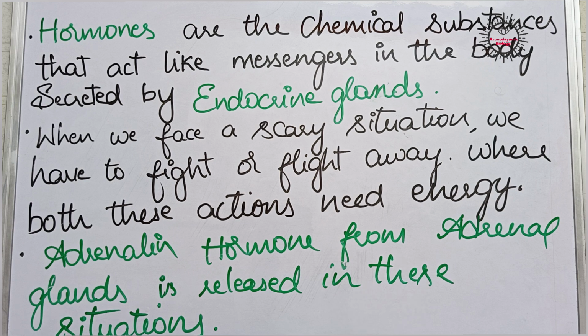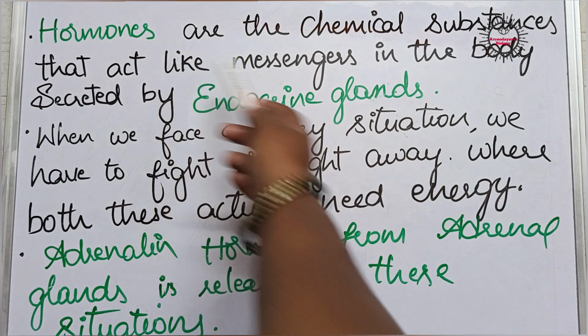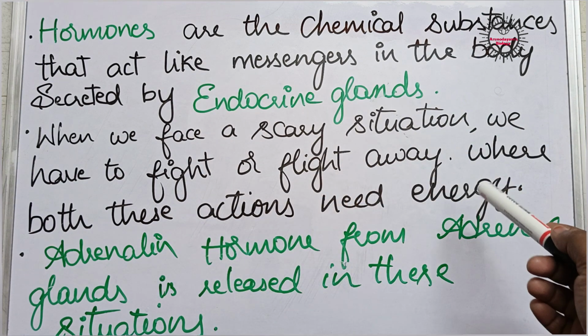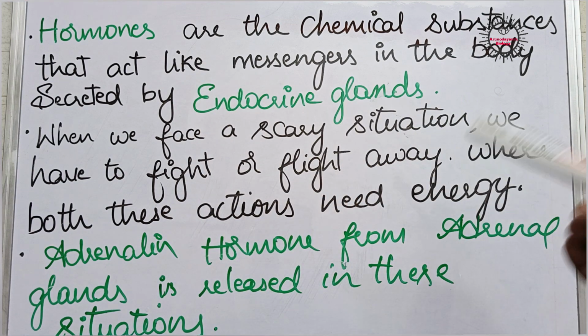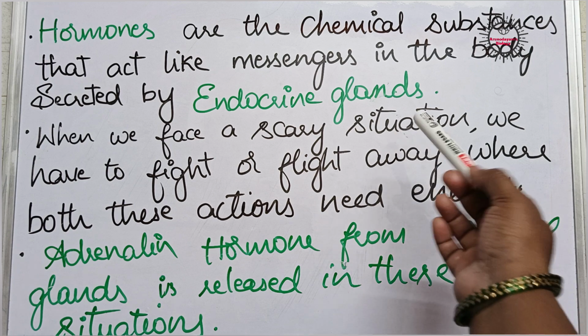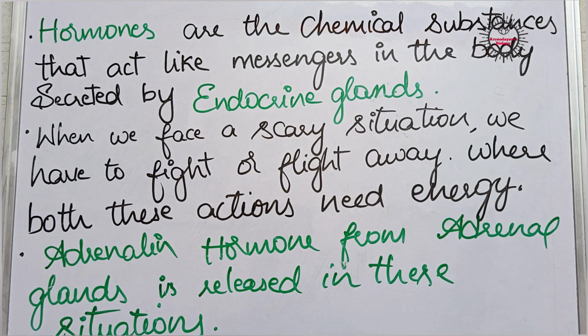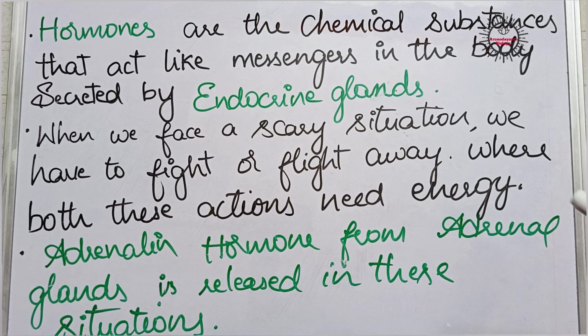That's why these endocrine glands, as they do not have ducts, release their secretions, that means hormones, directly into blood. And through this blood, the hormones will go to the target organ, that means the organ which has to show action. Okay. Let us learn about hormones in detail.